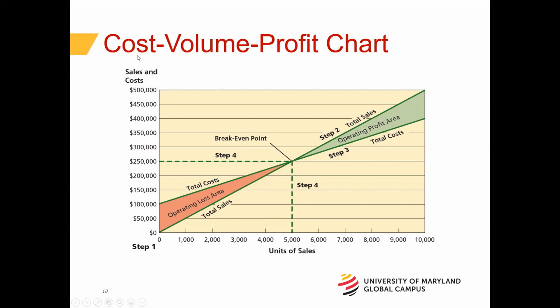Step two, we have our vertical in terms of sales and costs, right? And then step two, we have the line. Step three, we have the line. Step four, we identify the point of break even. Okay, so that's just a nice way to show where the break even point is from a graphical perspective.